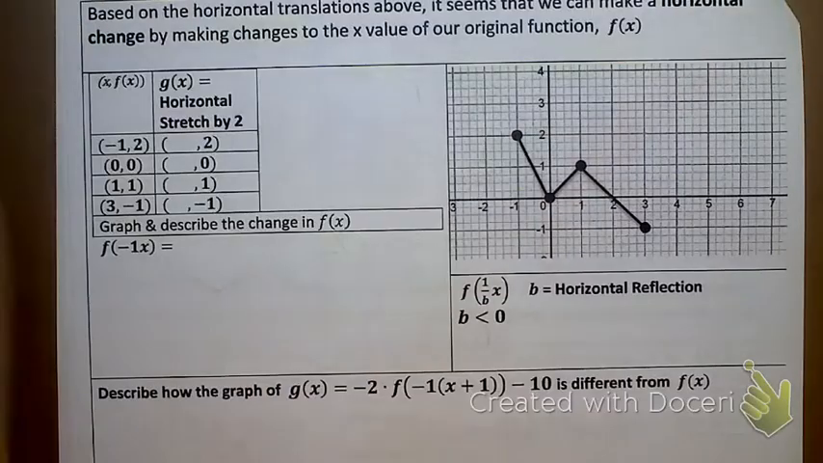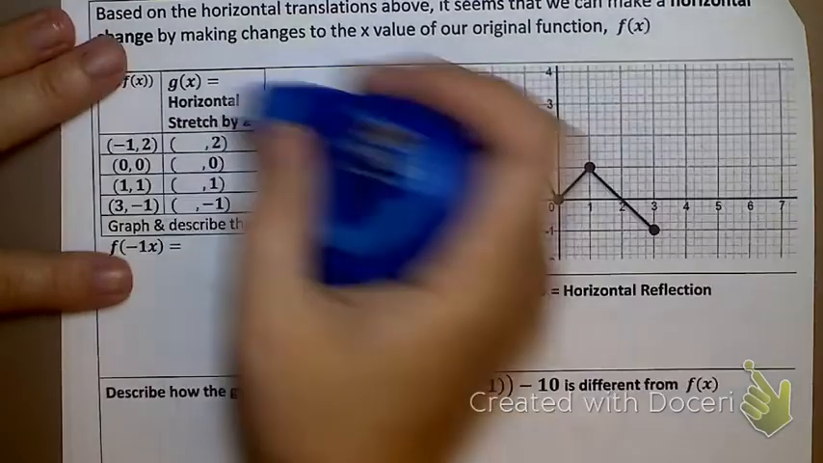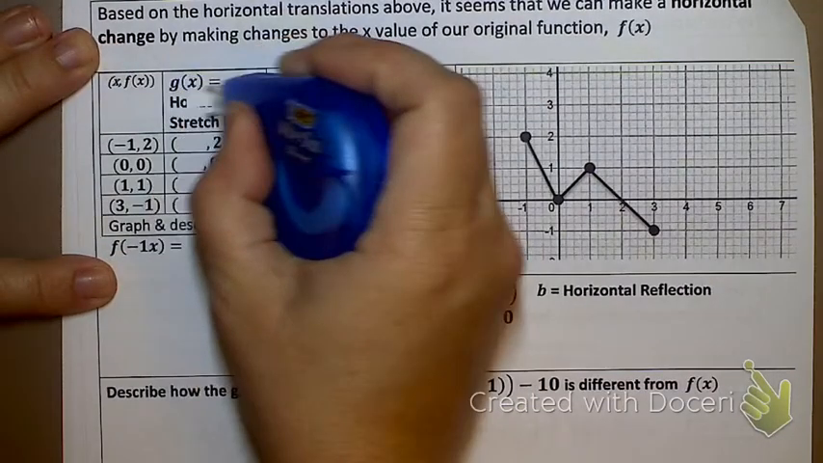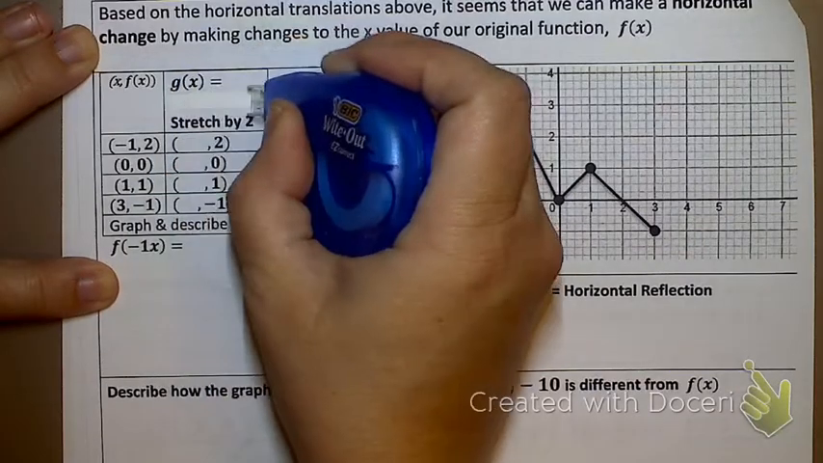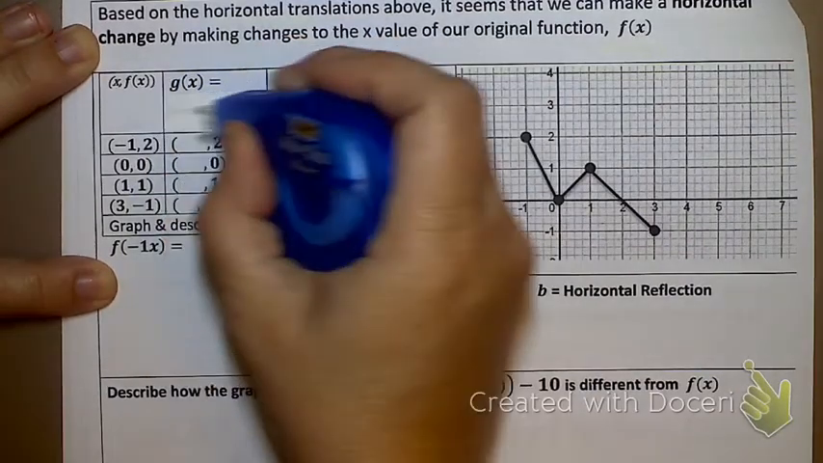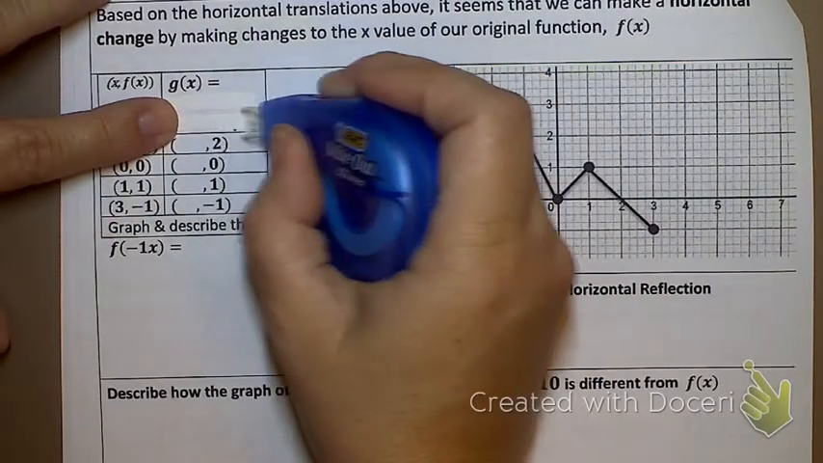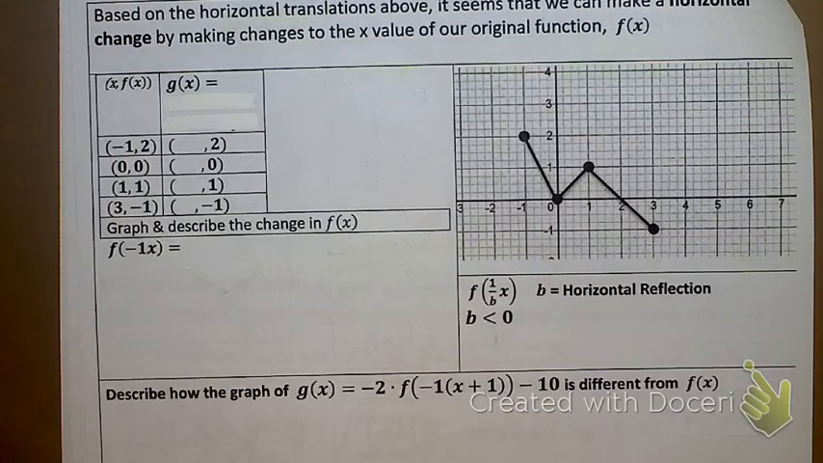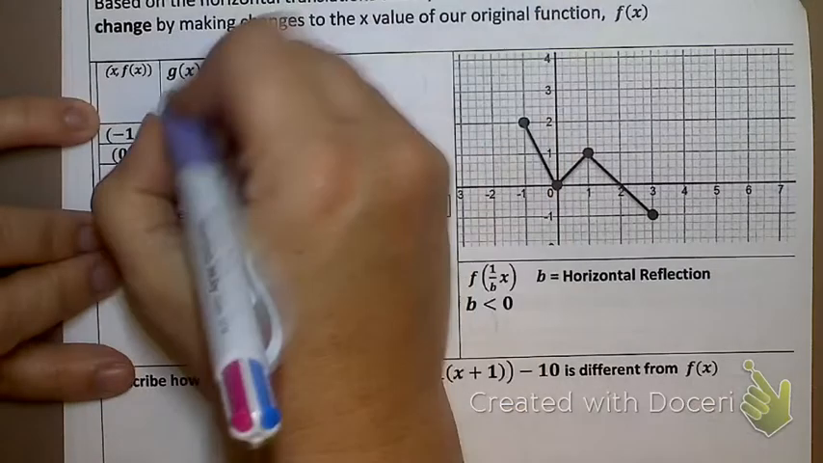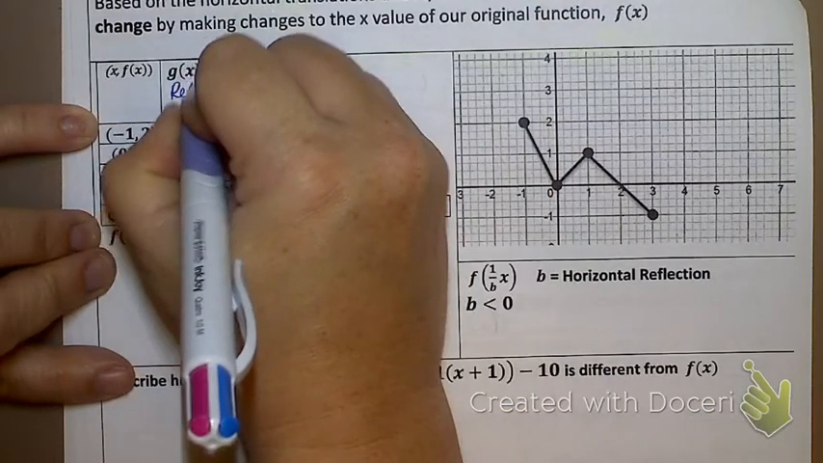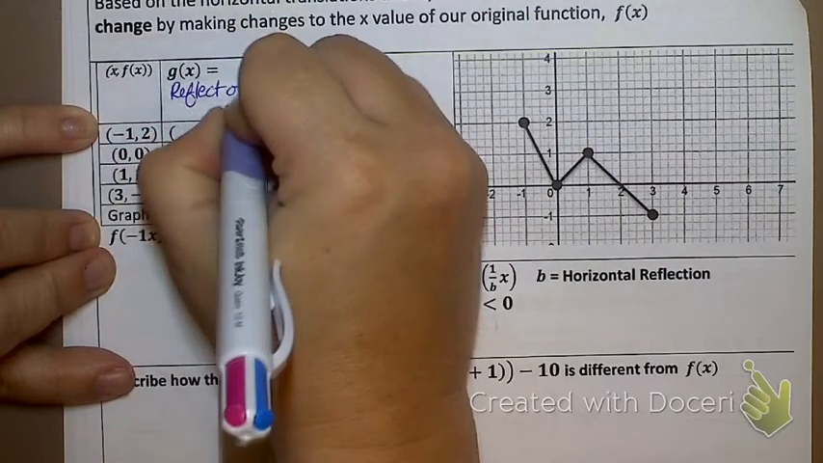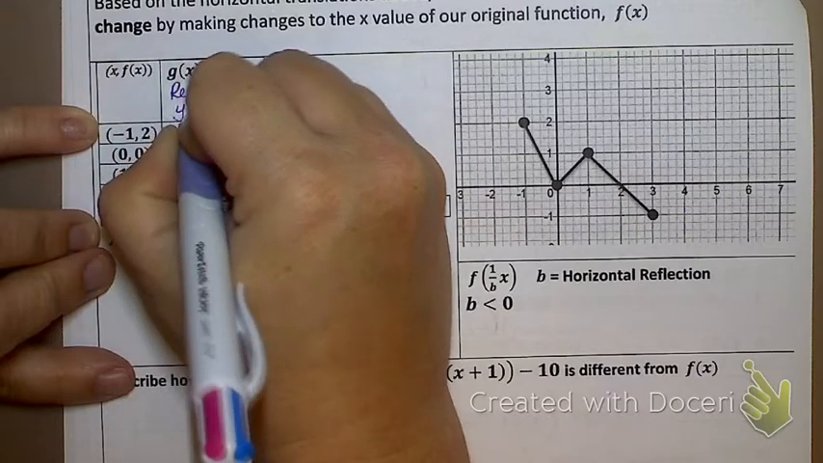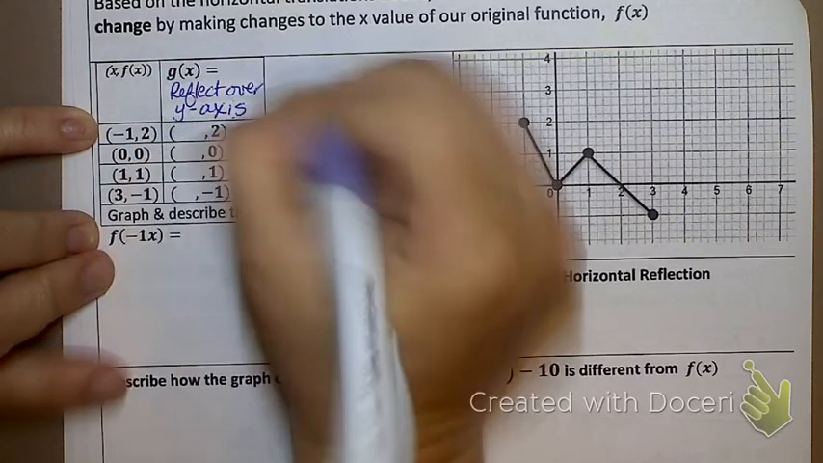Now there's actually a little typo here. I'm going to white this out. We are not doing a horizontal stretch by 2. We are not doing horizontal stretches and compressions. And I'm going to change that to reflect over the y-axis. Now think about that for a minute.